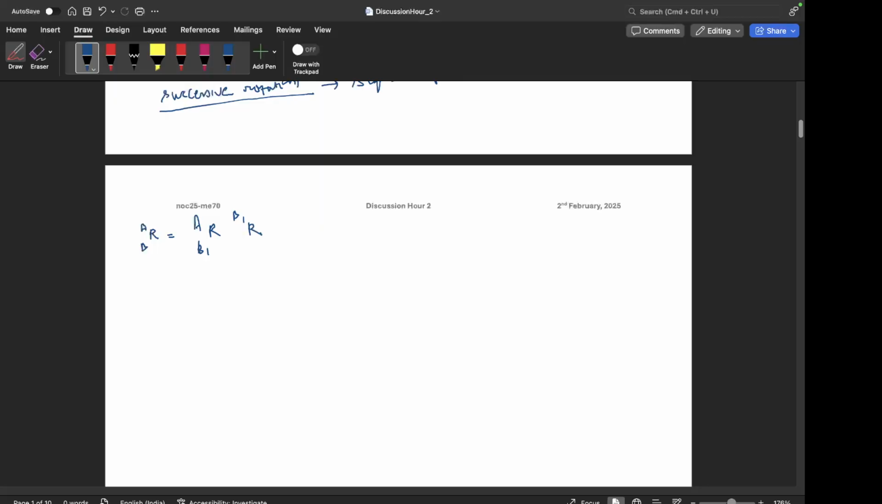So this is R B, right? So this is the first rotation, and this is the second rotation, right? R A B1.